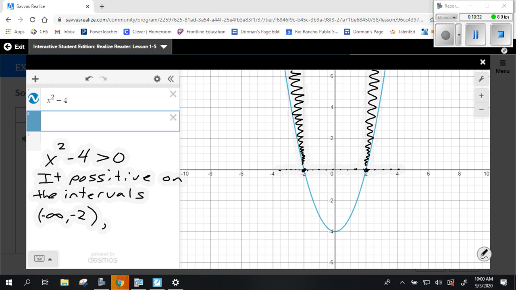In other words, right, this x squared minus 4 is going to be positive for any x greater than 2 and for any x that is less than -2. So these would be our two solutions.